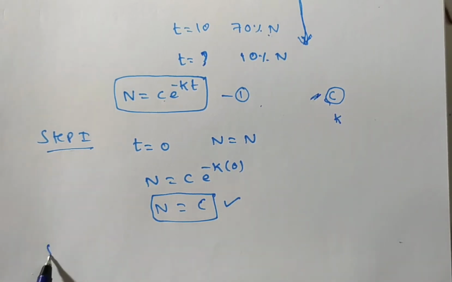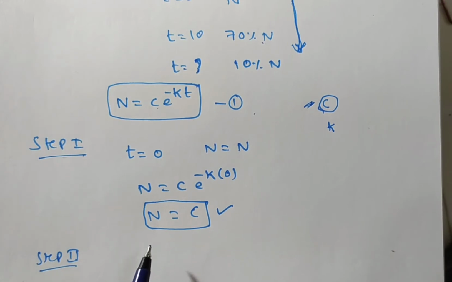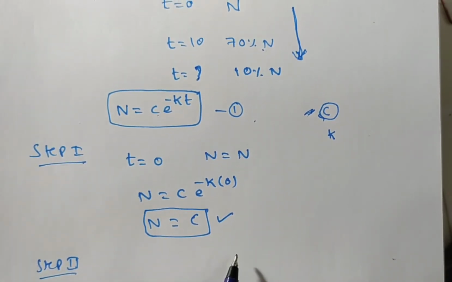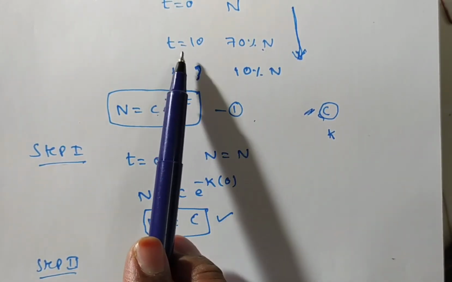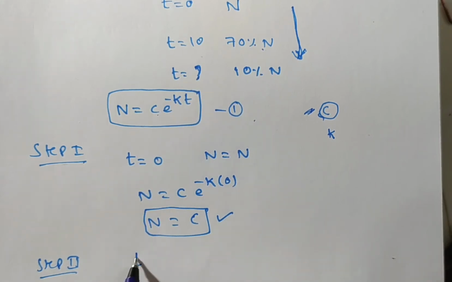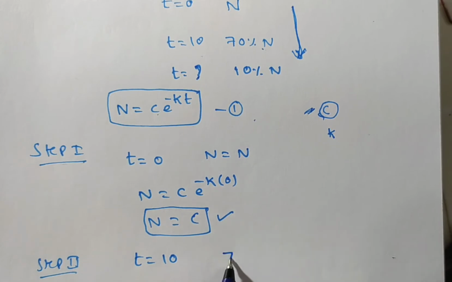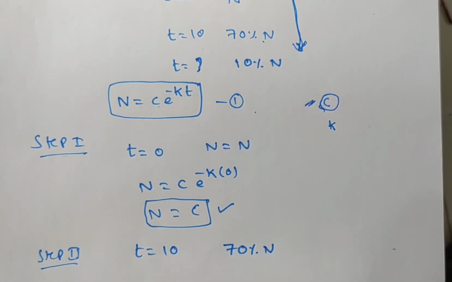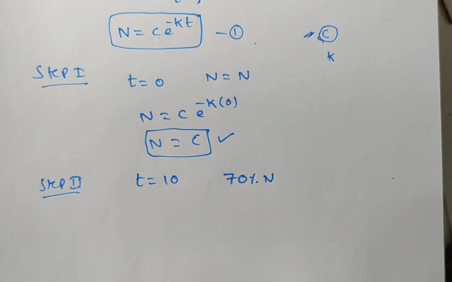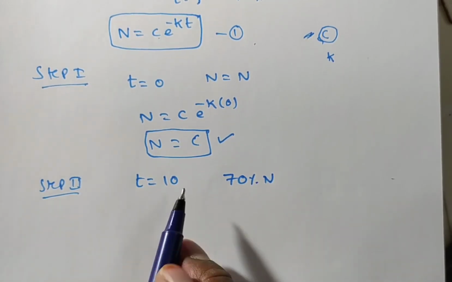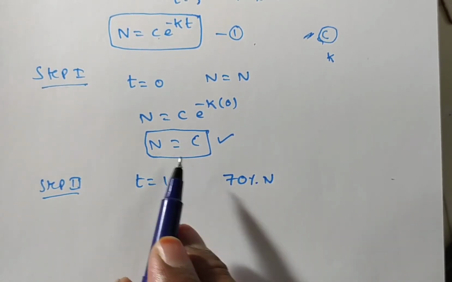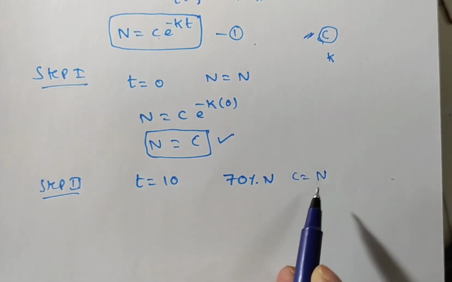Next, step 2. In step 2, what we have to get is the K value. How will we get it? Based on the second data. You observe the data they have given: T equals 10 days. In 10 days 30% of N has disappeared, so the remaining available substance is 70% only. And the other value you know is C equals N from step 1.